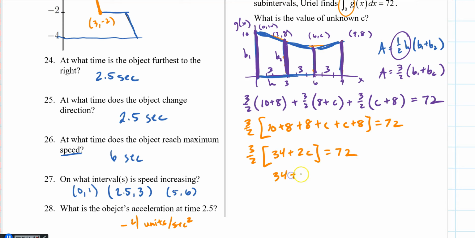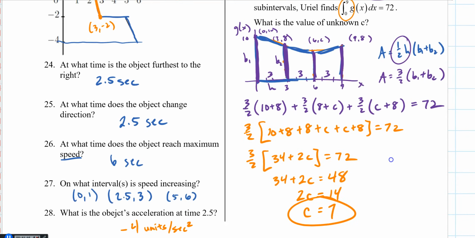So 34 plus 2C is equal to 72 times 2/3, because I'm going to do the reciprocal. That gives me 48. So 2C is equal to 48 minus the 34. That's going to be 14. So C has to be 7. So we found the missing value of C. And that's going to be it for the non-calculator review for the final exam.